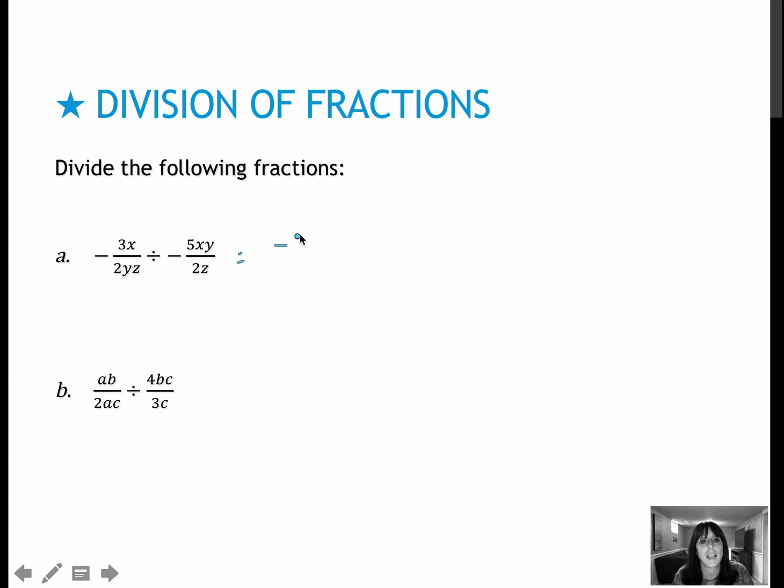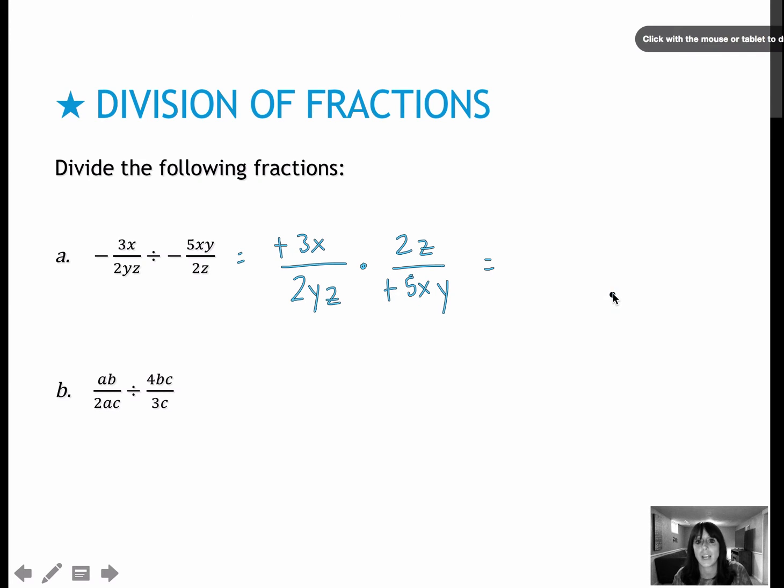For my first, negative 3x over 2yz times 2z over negative 5xy. So be very careful with your negatives. I notice right away I have a negative and a negative, which will of course make it positive. So I'm just going to change them to positive now so I don't forget.